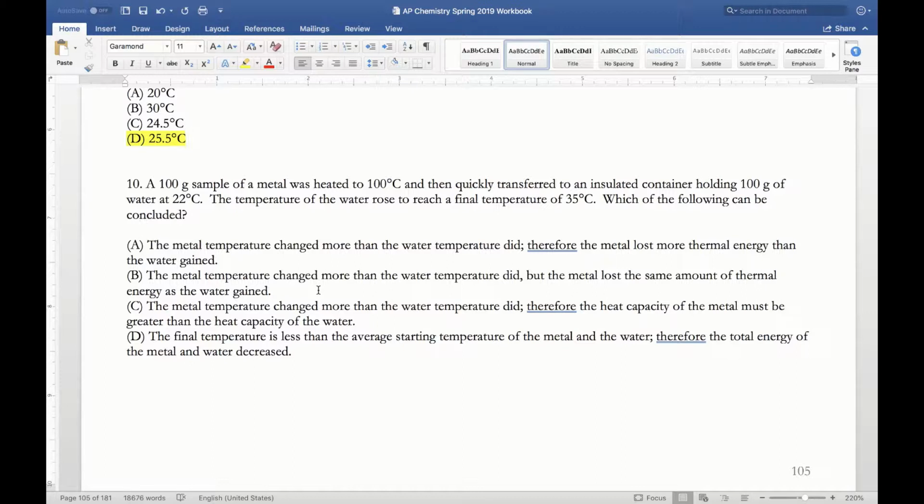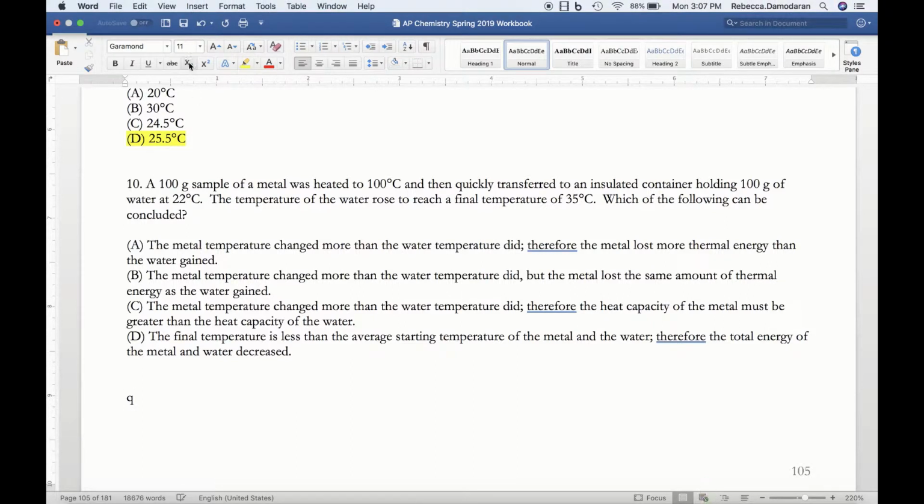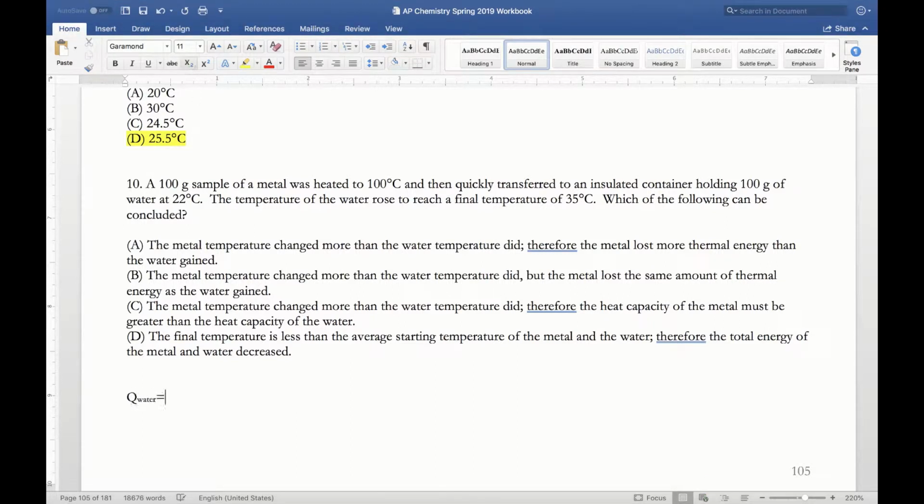However, even though the temperature of the metal changed more, remember that the heat that the water absorbs, the Q of your water, is going to be equal to the heat that your metal releases. It's just going to be the negative of that. So the heat is the same because whatever the water absorbs equals the heat that the metal released. The temperature change will be different, but your answer is B.